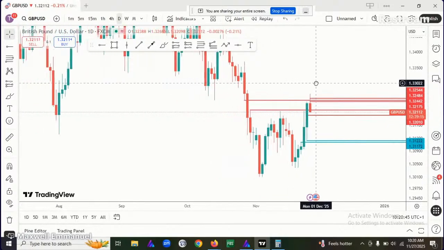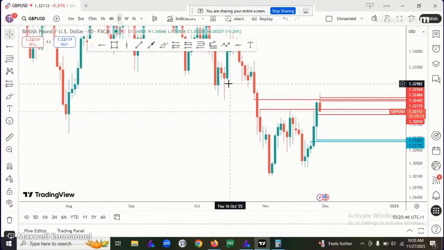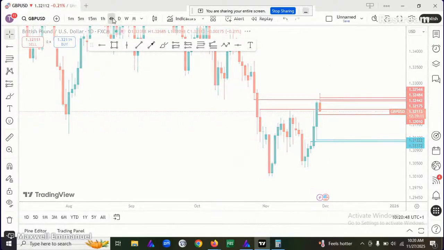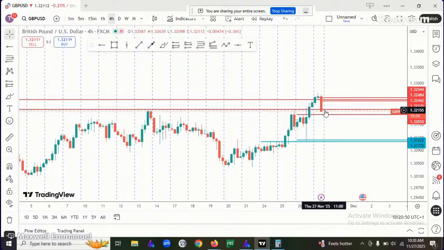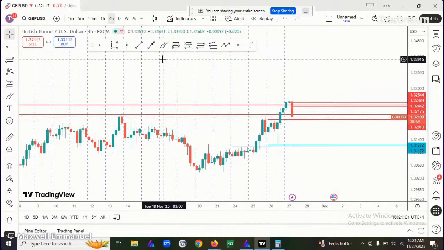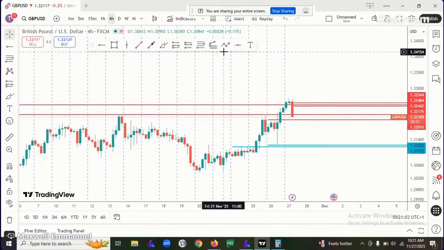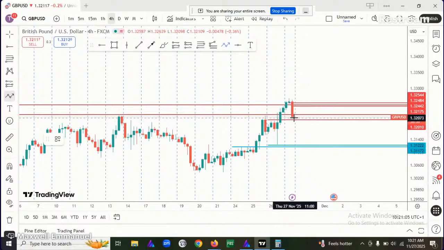GBP USD is going to sell, but this is not the right time to sell. Patiently wait for price to retrace to this level before you sell, please. Sell from this area, please. If you are selling from the current market price now, you're taking a very high risk.